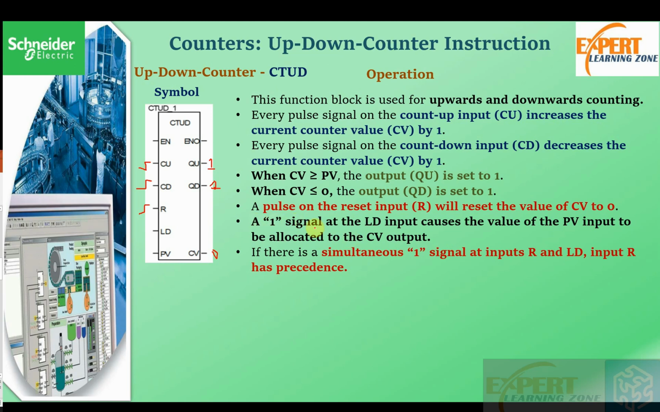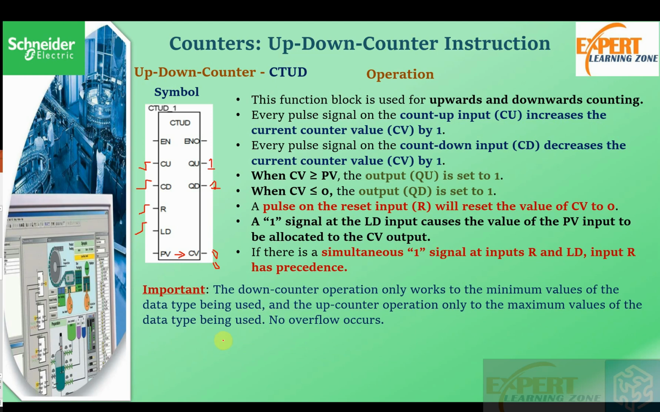And a logic 1 signal on the load pin will cause the preset input to be allocated to the output. So if we have a pulse on the load input, then the preset counter value is transferred to the current counter value. And if a logic 1 appears on the reset and the load input at the same time, then the output will be reset. So if we have a logic 1 here and a logic 1 here at the same time, then the output will be set to 0 because the reset has the precedence.